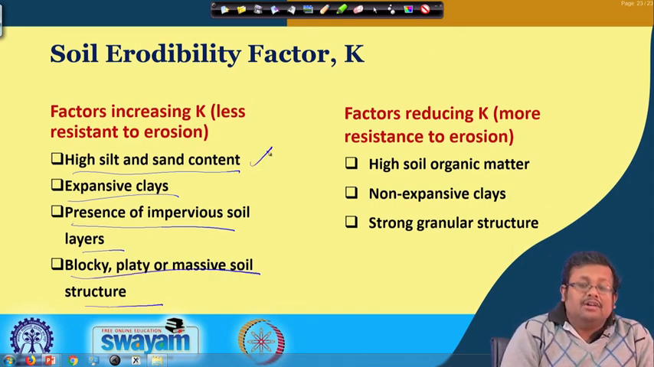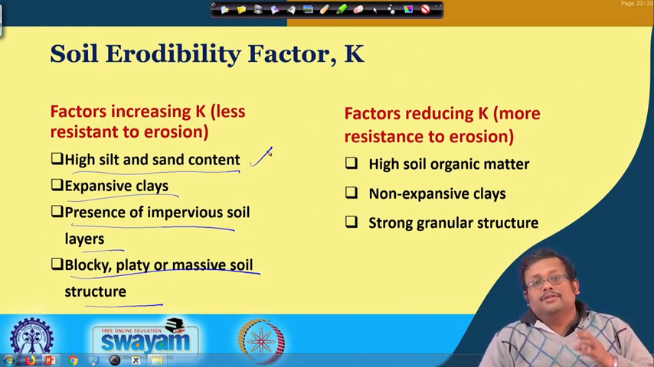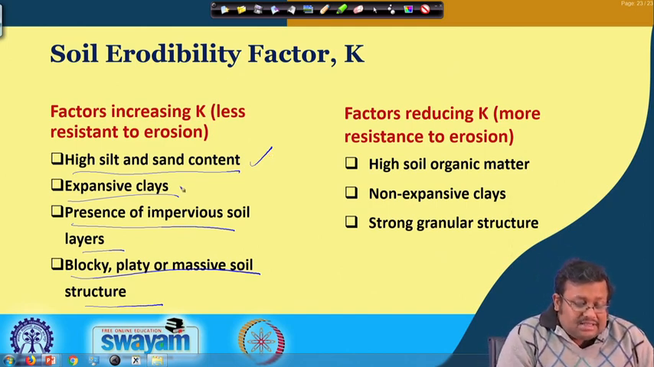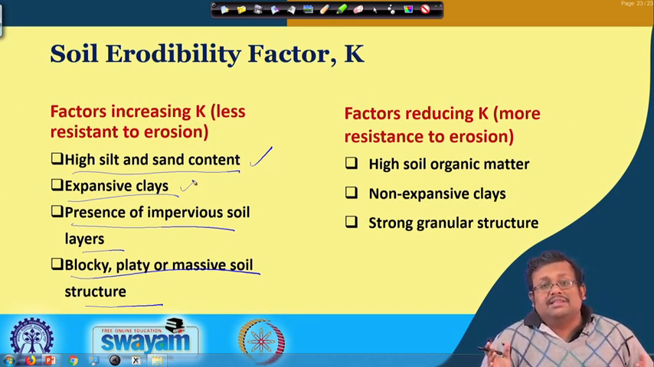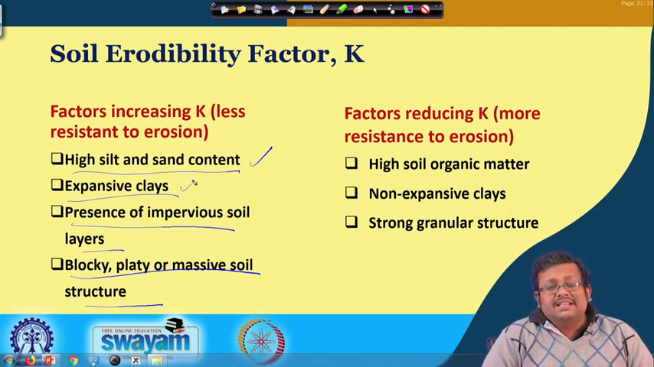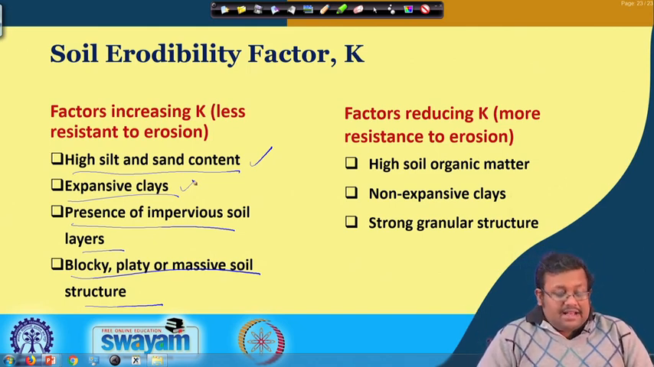With high silt and sand content, the water holding capacity will be less, and the detachment will be much more pronounced in the case of silt and sand, because there is no cohesive force or formation of aggregates due to the absence of clay or organic matter. The presence of expansive clays, like 2:1 montmorillonite, is an example of less resistance to erosion, because whenever they dry they create large cracks, and as a result there are always chances of erosion.